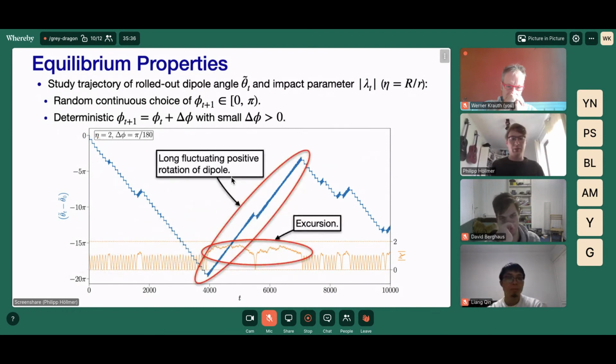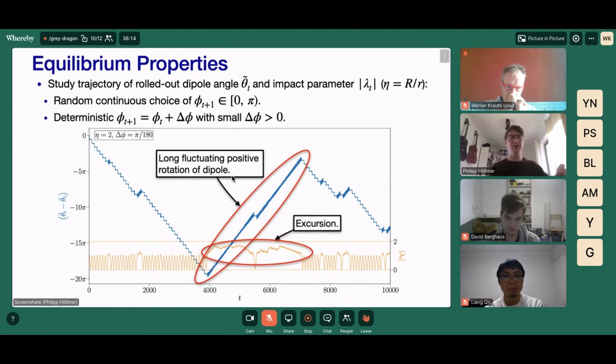Likewise, we do not only see these rotations in negative sense, we also see very persistent rotations in positive sense. So here again, over what is this, 3,000 time steps. Here we do not rotate in steps, but we fluctuate around some average rotation, so to say. And while the dipole angle rotates in the positive sense, the impact parameter does something completely different. It does not do these zigzags anymore, but it does a very long excursion. And during this excursion, the absolute value of the impact parameter is always bigger than 1.